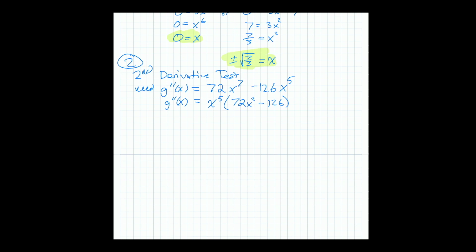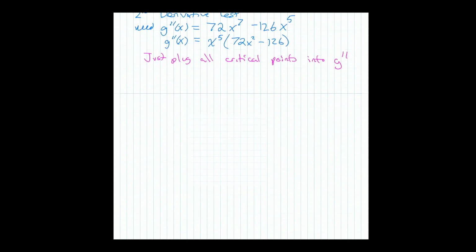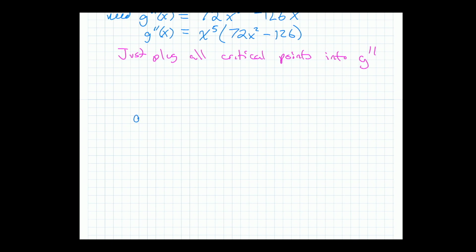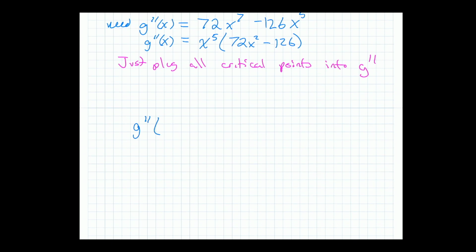Now, what you do for the second derivative test is you do not make a number line. We plug the critical points into the second derivative, and we're just looking for concave up or concave down. So just plug the critical points into g double prime. That's it. That's all we got to do. So we're gonna do that.